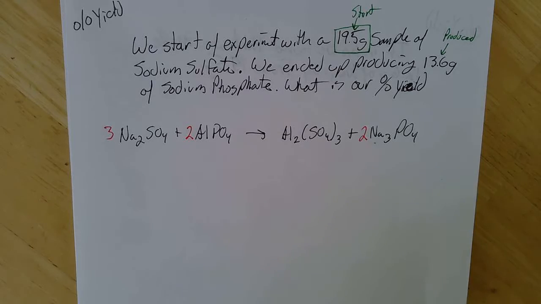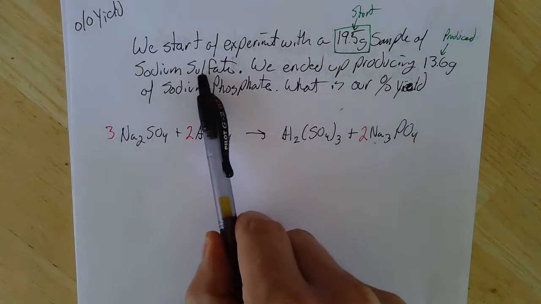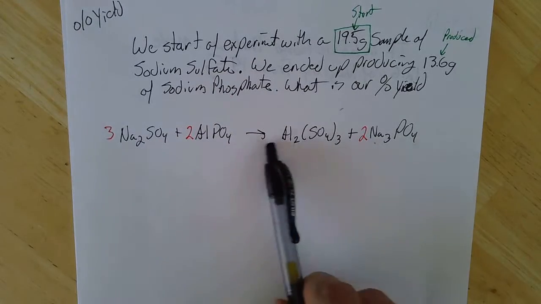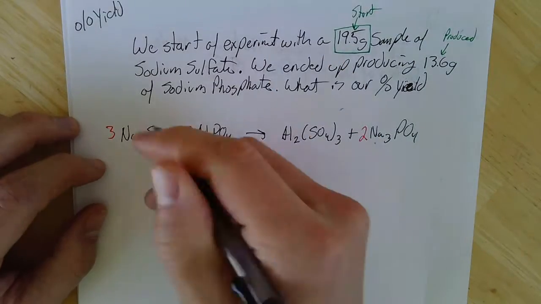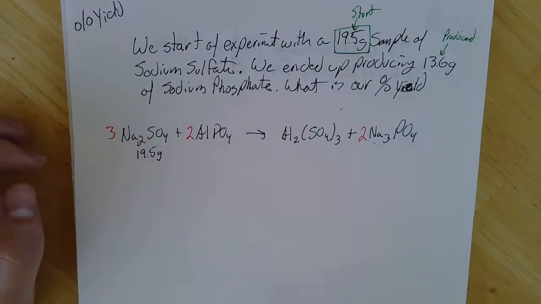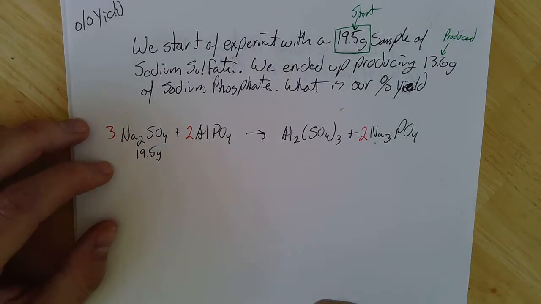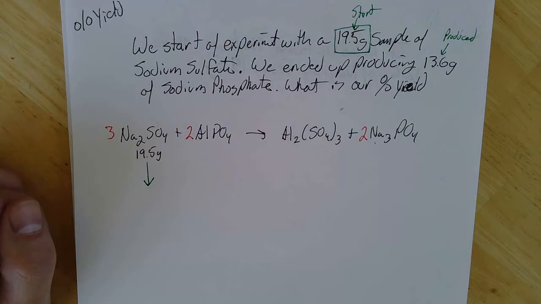So write down what we know. All right, so we have 19.5 grams of sodium sulfate. So we look on here, sodium sulfate's right there. And so I'm just going to write down my 19.5 grams, right? And then I'm going to draw my arrows. I need to go down because I need to be to the mole level. Okay. And then where am I going to end up?